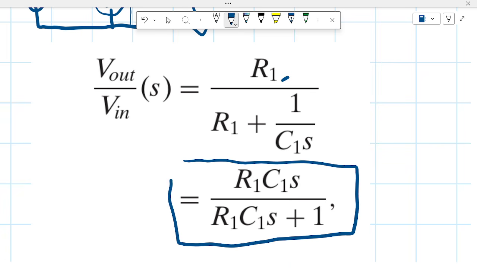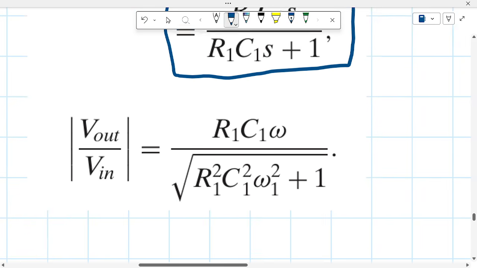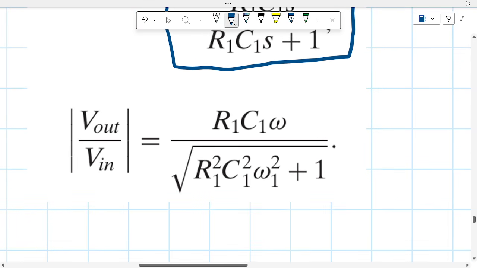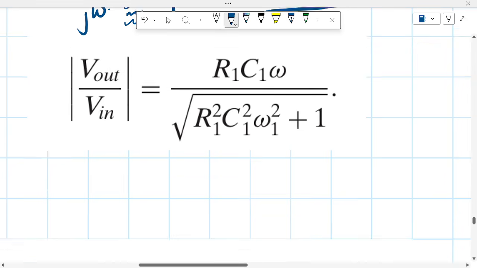This equation tells us a lot, but let's find the magnitude of the transfer function and replace S with j omega for a sinusoid. Now, why do we use sinusoid? Because every signal could be decomposed to a sum of different sinusoids at different frequencies and different magnitude. So it's easier to study such systems with sinusoids.